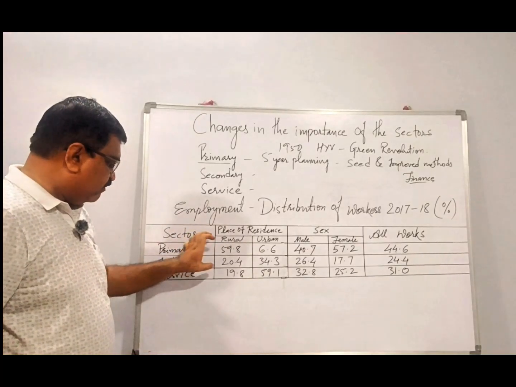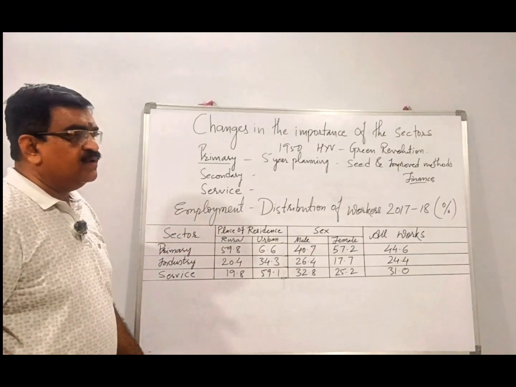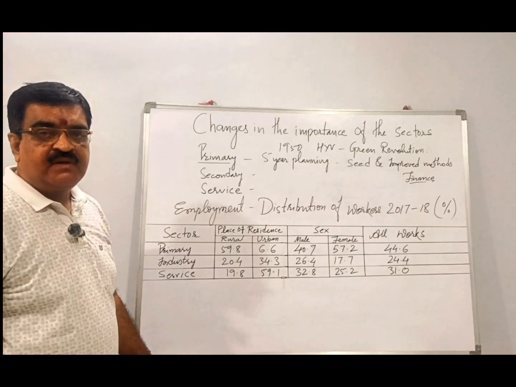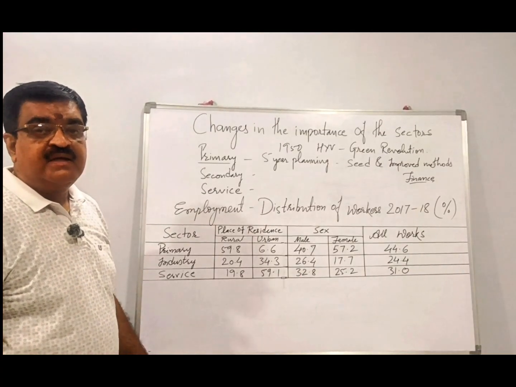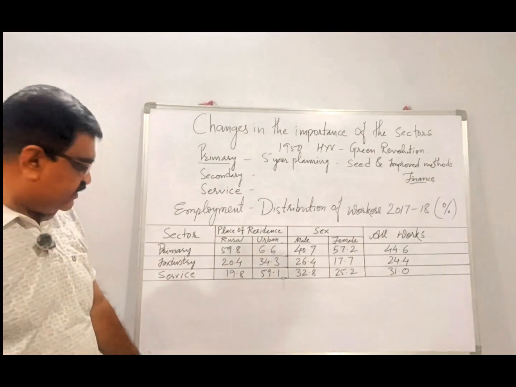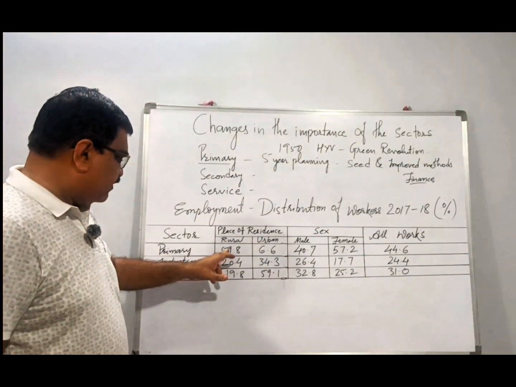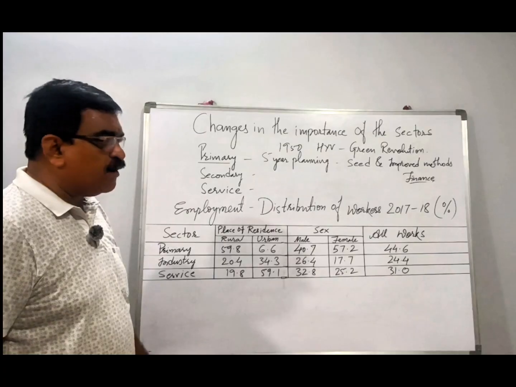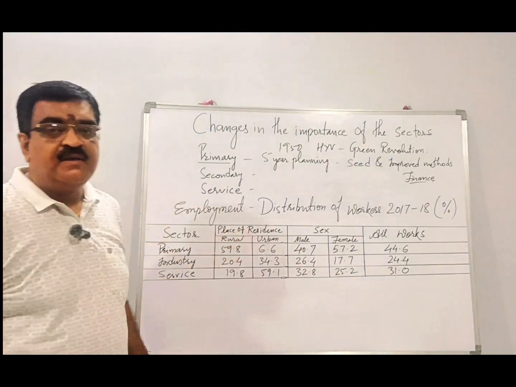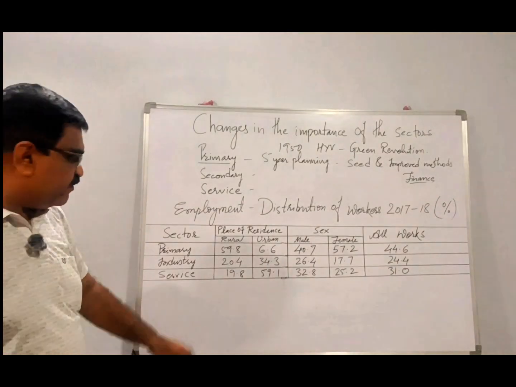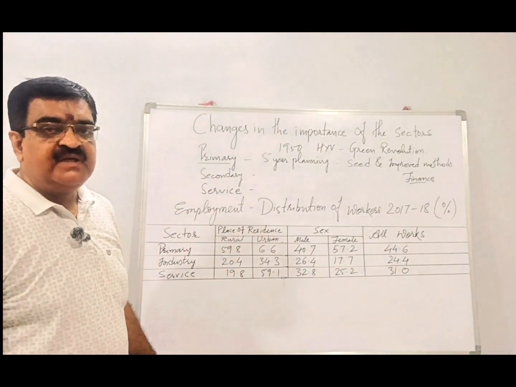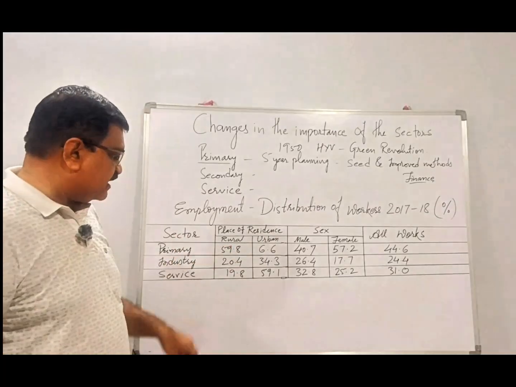Generally in the rural area, there are no opportunities for any other jobs or any other profession other than agriculture and its allied activities. And that is the only reason that 59.8% of the population of the rural area is involved in the primary sector. But very few people from the urban area, that is 6.6%, are involved in the primary sector.